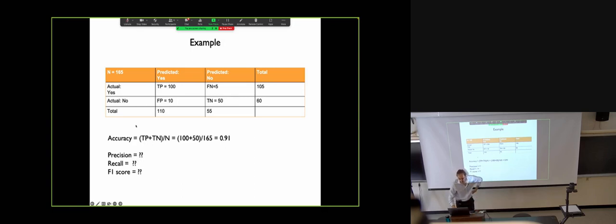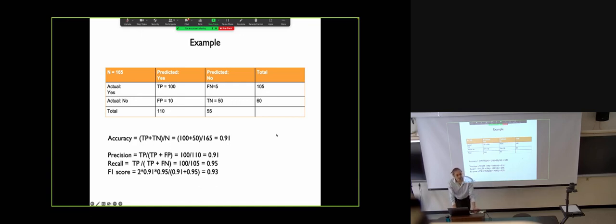So let's look back at our example. We have the table, and we can compute the precision, recall, and F1 scores. For the precision, we put in the numbers. We have 100 true positives, divided by true positives plus false positives, that is TP plus FP. So that's 100 over 110, which is 0.91. The recall is true positives divided by true positives plus false negatives. That's 100 divided by 105, which is 0.95. And the F1 score is the harmonic mean between precision and recall. So that's 0.93.